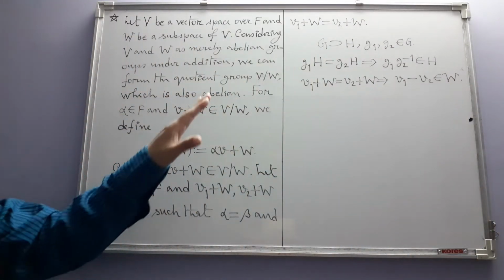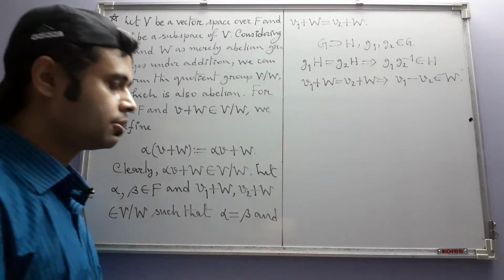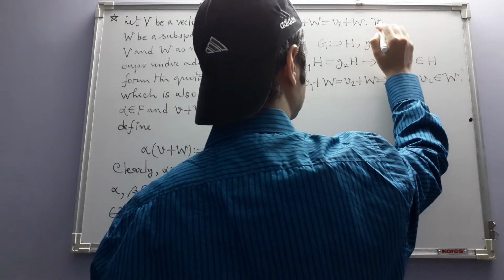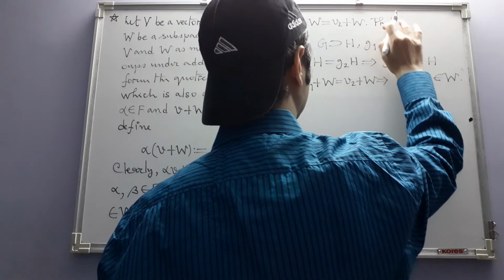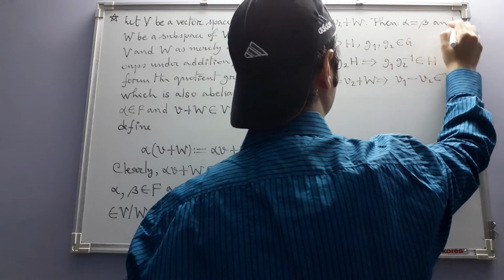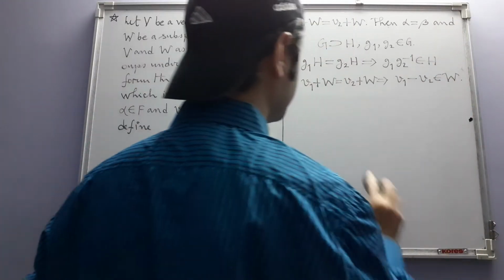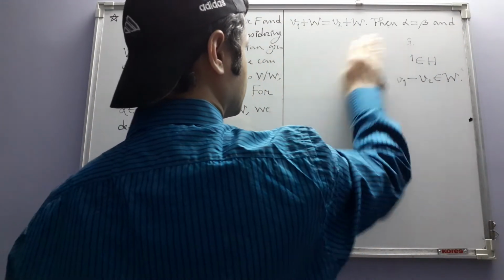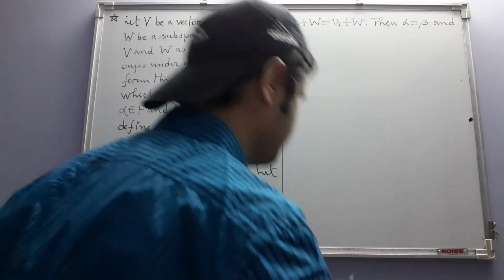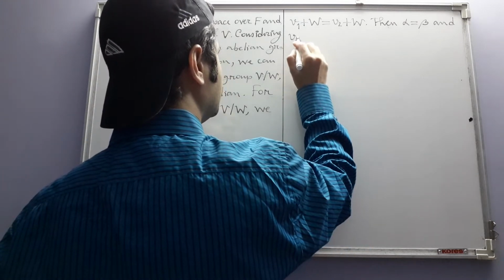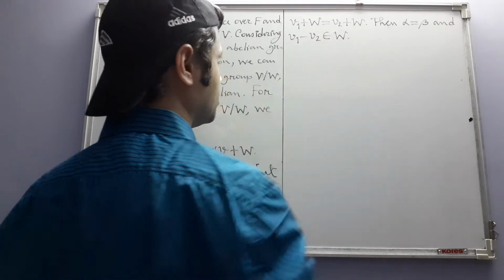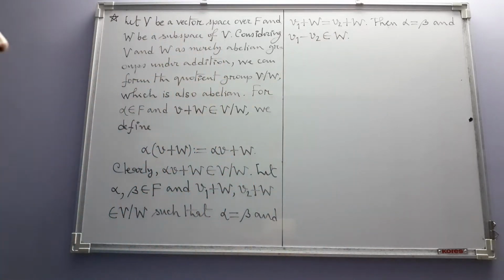Okay, so that's what we are now going to use, and that is coming from group theory. So we will just simply write, this implies, then alpha is equal to beta and v1 minus v2 belongs to W.